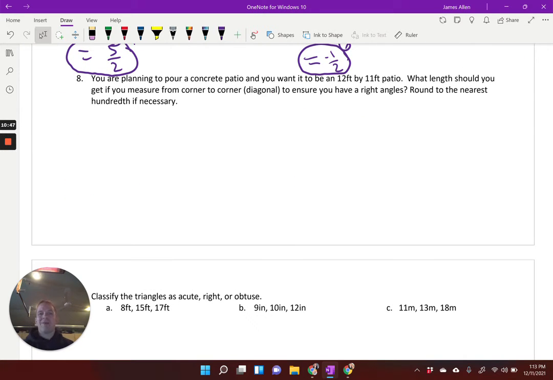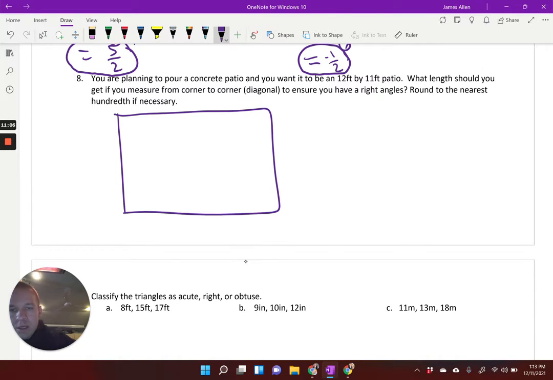You're planning to pour a concrete patio, and you want it to be a 12 by 11-foot patio. What length should you get if you measure from corner to corner diagonally to ensure that you have right angles? Round to the nearest tenth if necessary. So if I draw this up, 12 foot by 11 foot, what am I going to get if I measure there? I'll call that x, right angle. That's what I want, right?